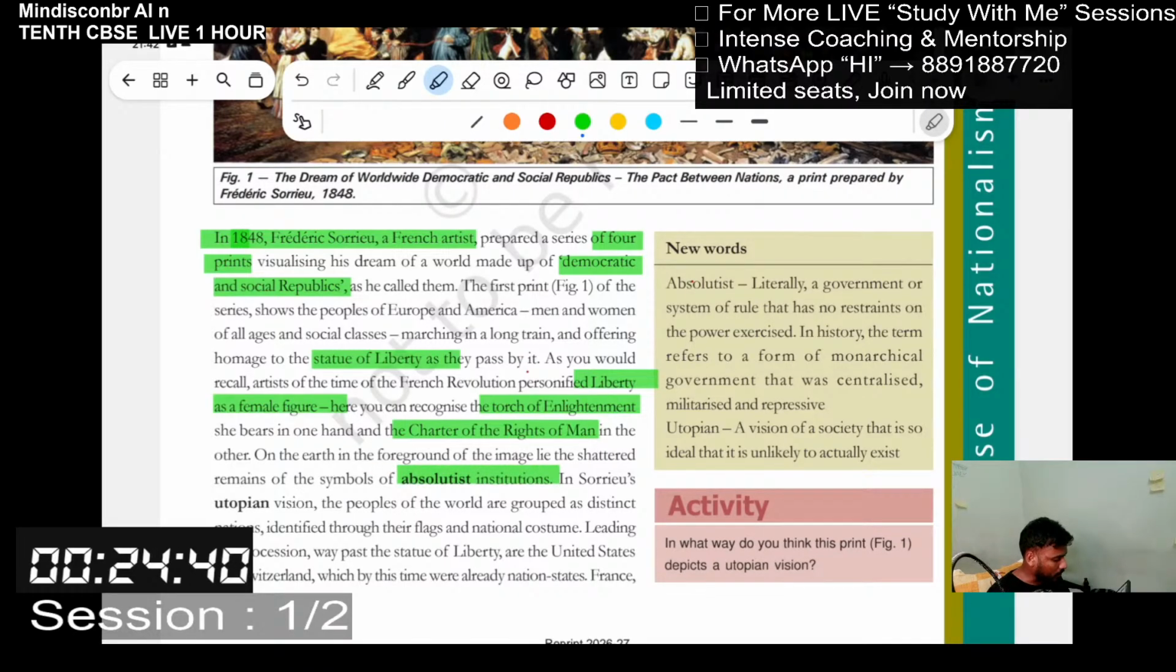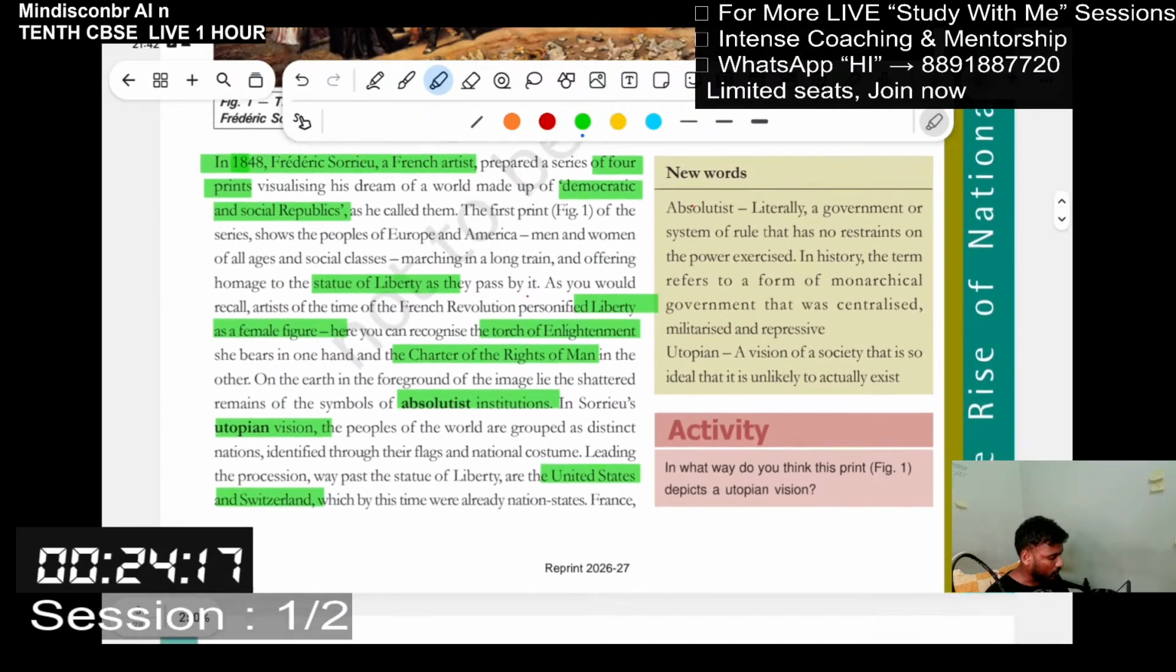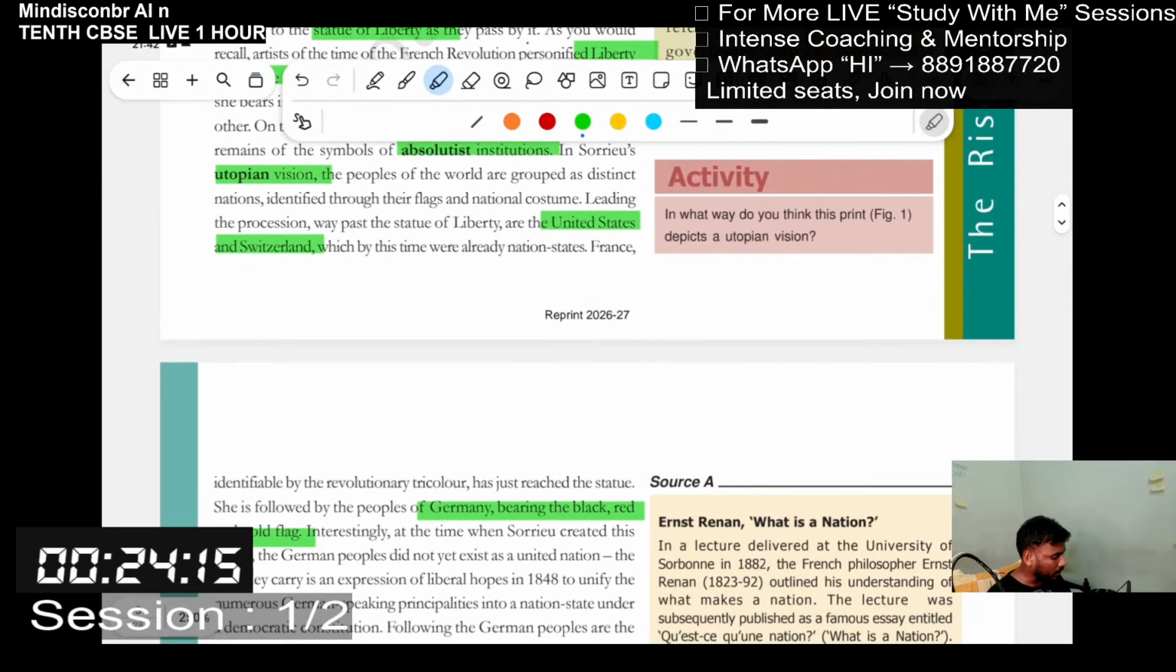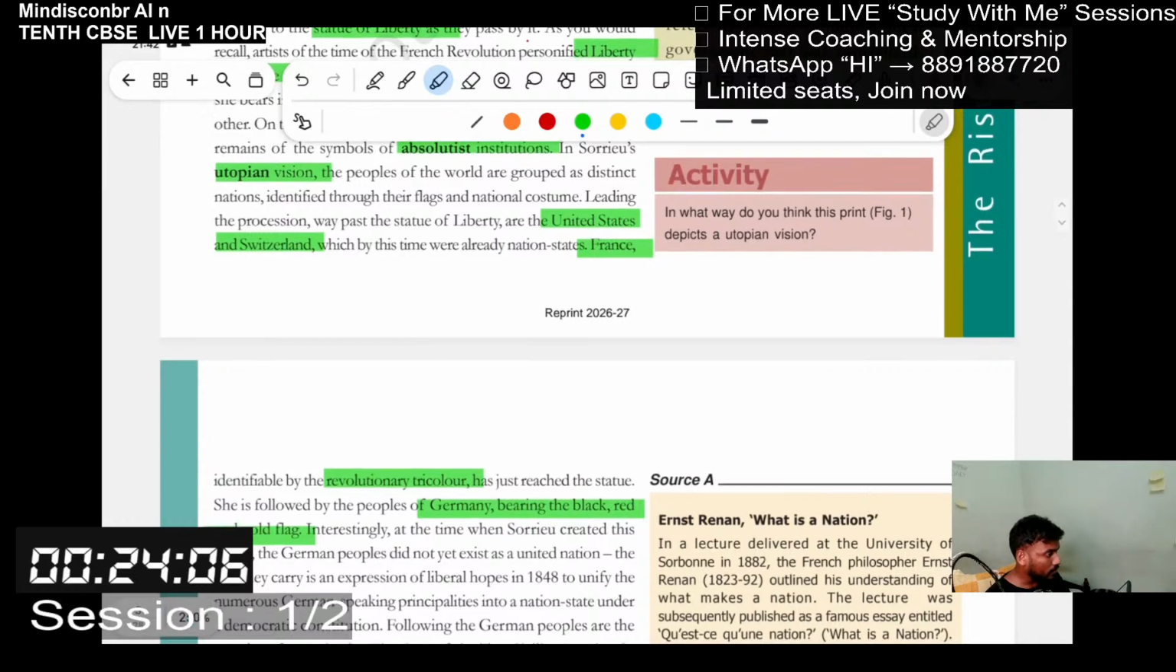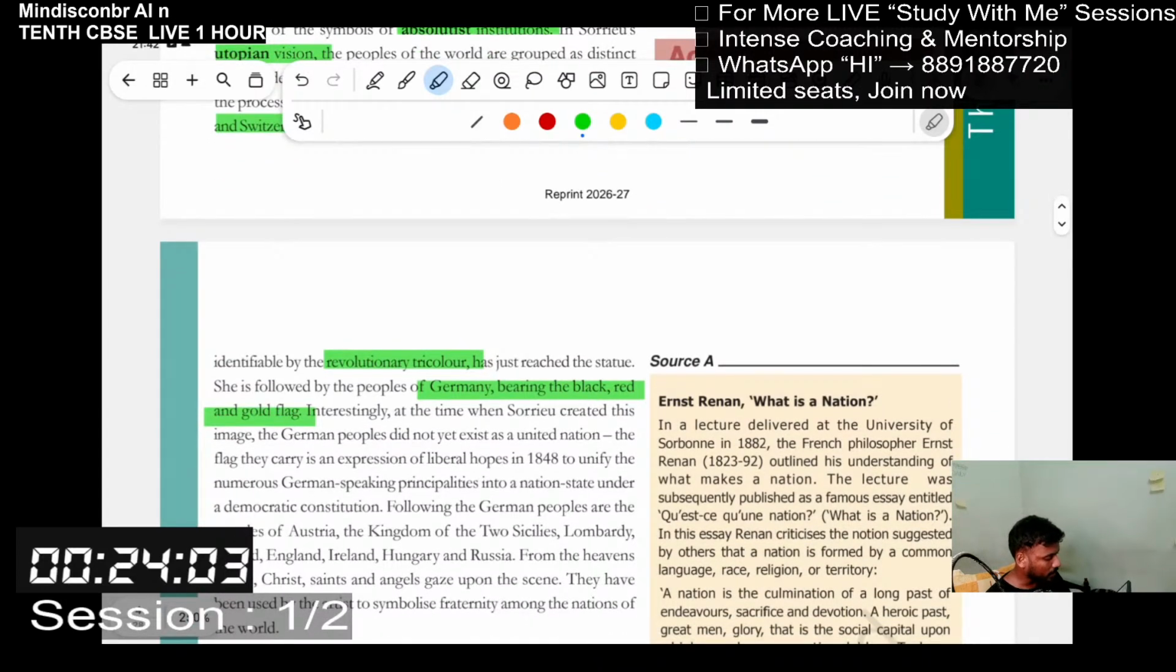In Sorrieu's utopian vision, the peoples of the world are grouped as distinct nations identified through their flags and national costume. Leading the procession past the Statue of Liberty are the United States and Switzerland, which by this time were already nation states. France, identified by her revolutionary tricolor, has just reached the statue. She is followed by the peoples of Germany bearing the black, red, and gold flag.